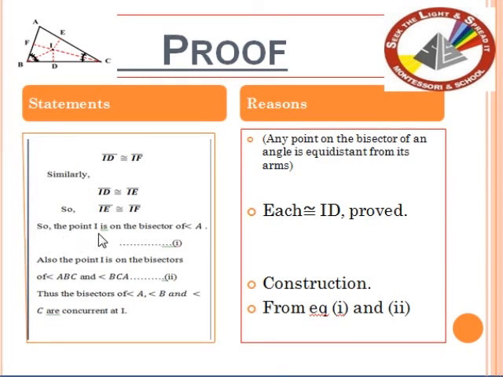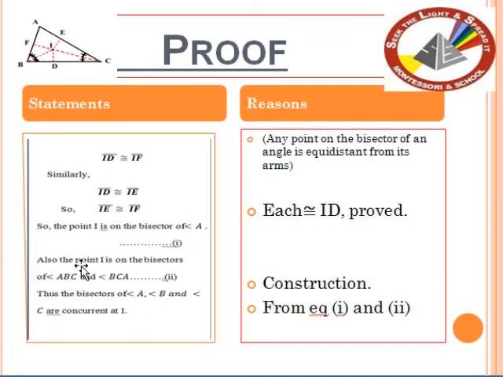Then we will write that the point I is on the bisector of angle A. How can we say this? As we have proved that IE is congruent to IF, we can say that this point I is also on the bisector of this angle A. We consider that this is our first statement.